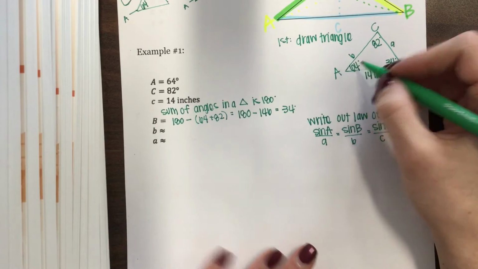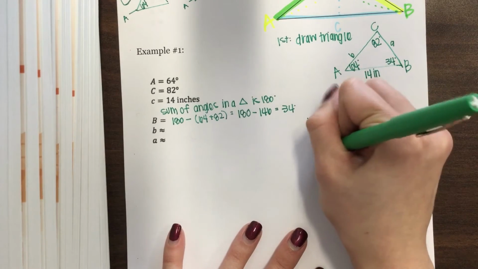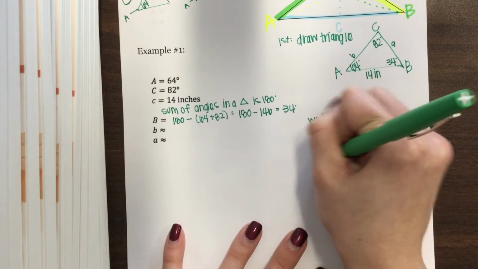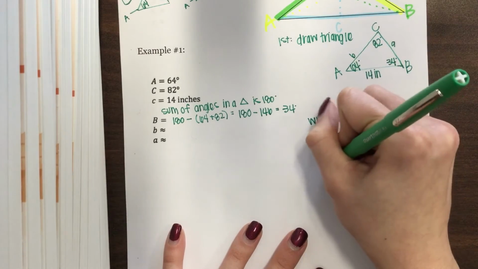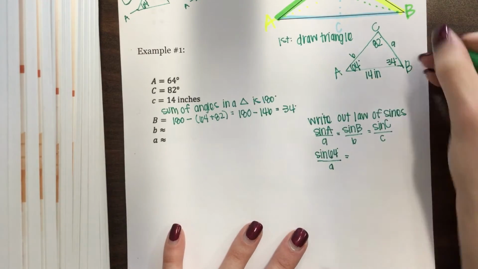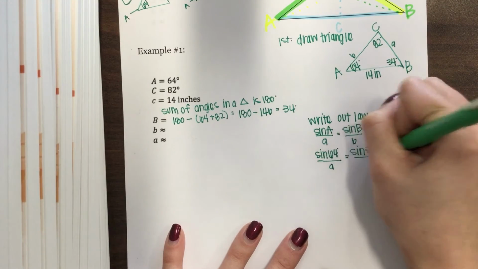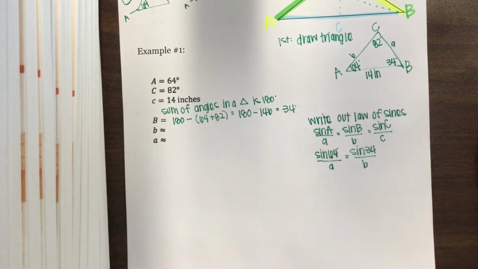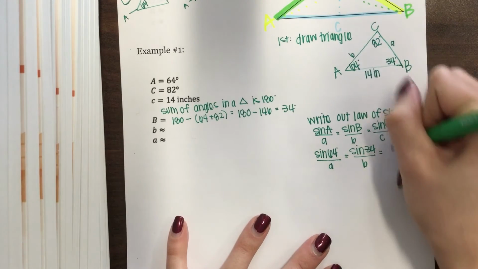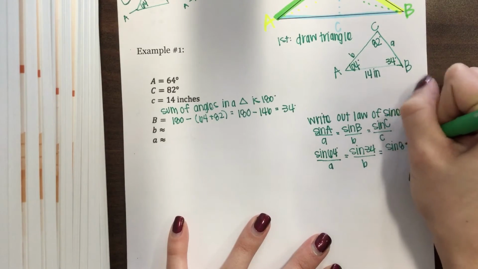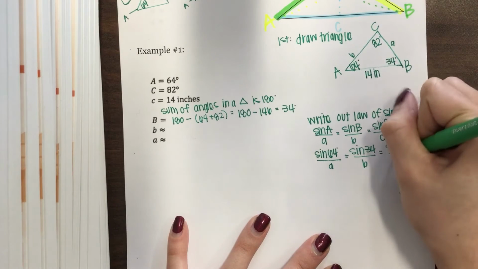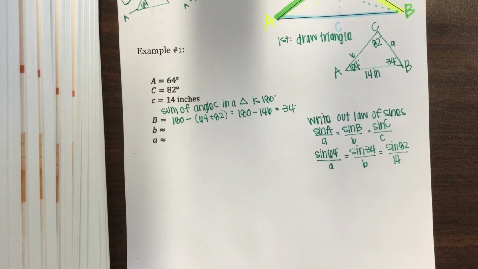So we know that A is 64, so this will be the sine of 64 over, we don't know A, so that's just going to be A, equals the sine of 34 over B, because we still don't know what B is, and then the sine of 82 over, we do know C, so it's over 14. Okay, and we need to solve for A and B.